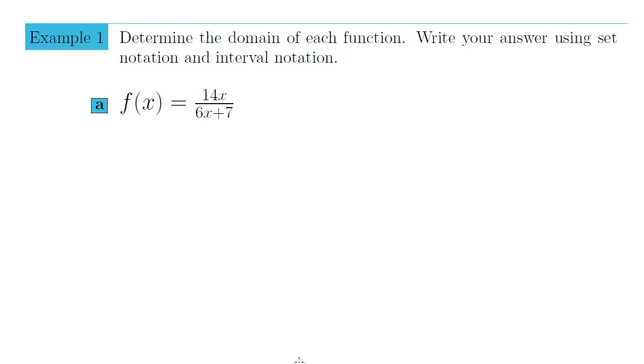Let's now take a look at several examples. Determine the domain of each function. Write your answer using set notation and interval notation. Our first function is the rational function f of x equals 14x divided by 6x plus 7.